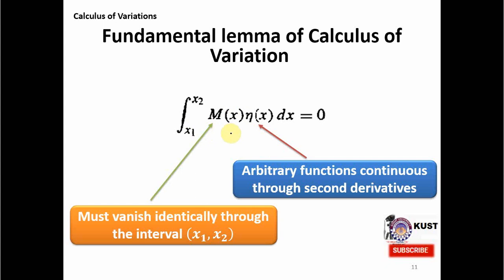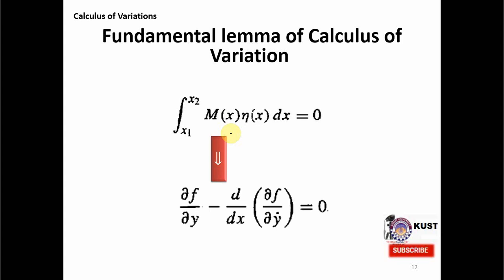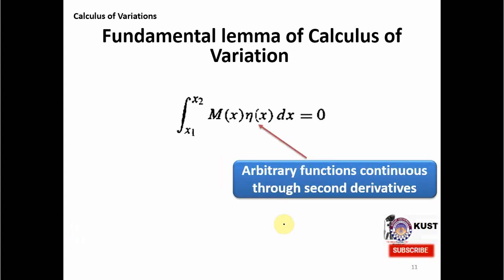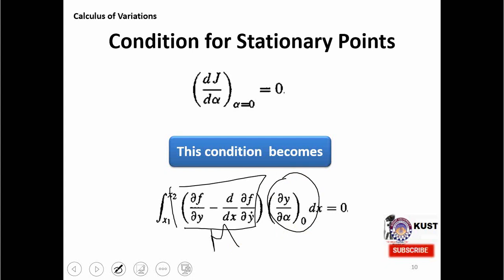So if this is the condition, now if you go back and compare this with our own expression inside the integral, you will find that this m of x actually corresponds to this equation, del f by del y minus d by dx of del f by del y dot. So let's go back and see if this was the case. Here you can see, this is now our m, and this is our eta.